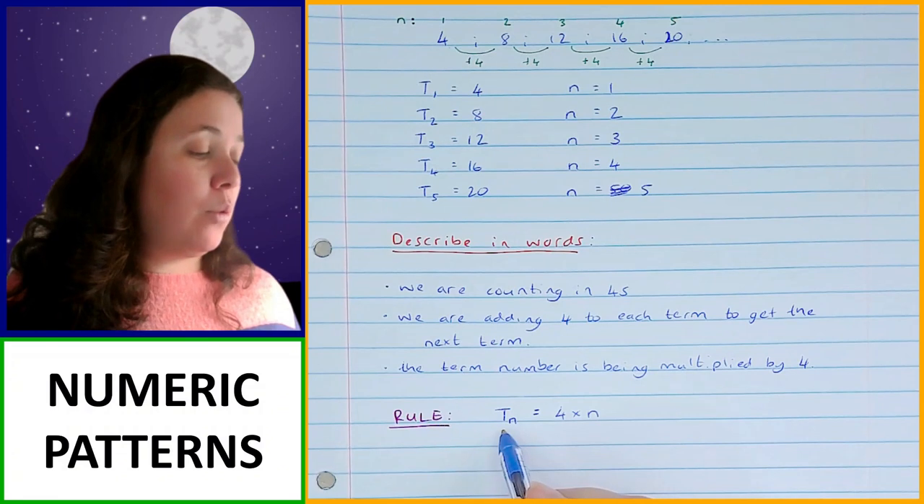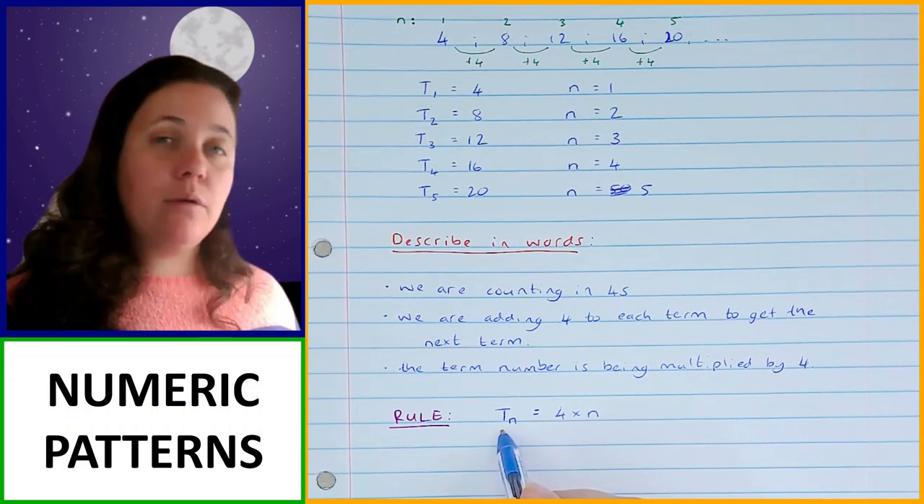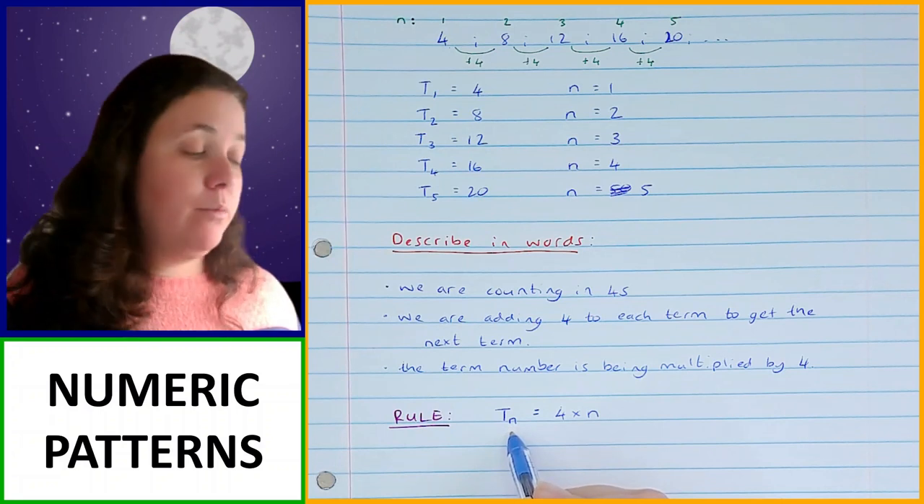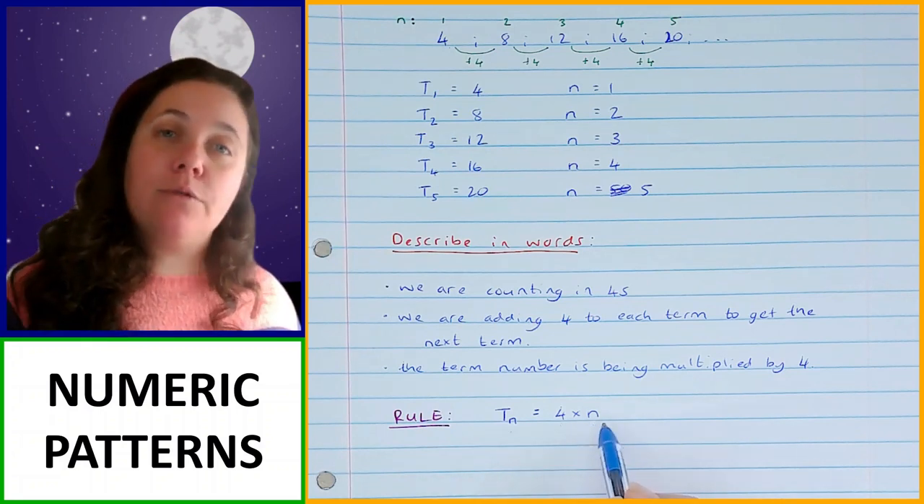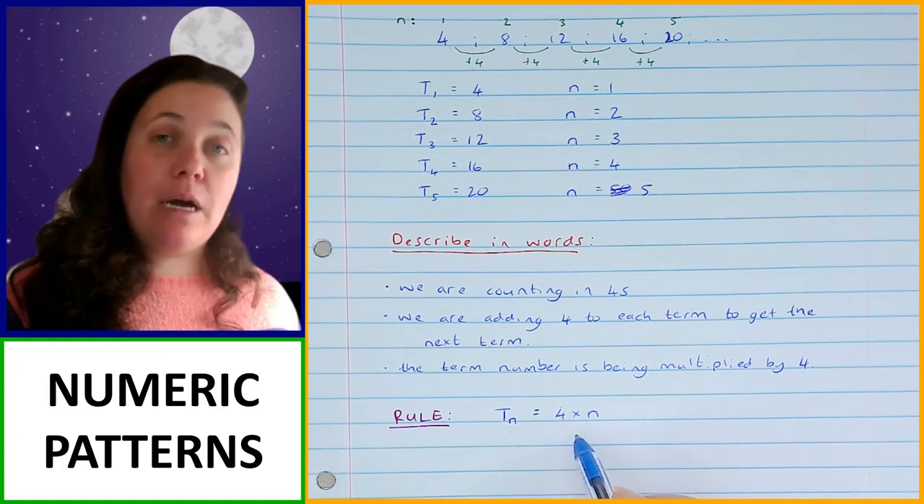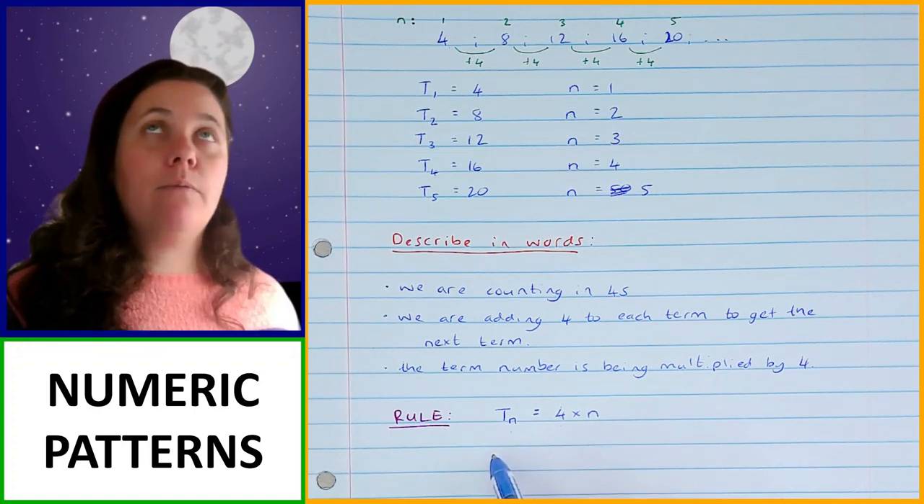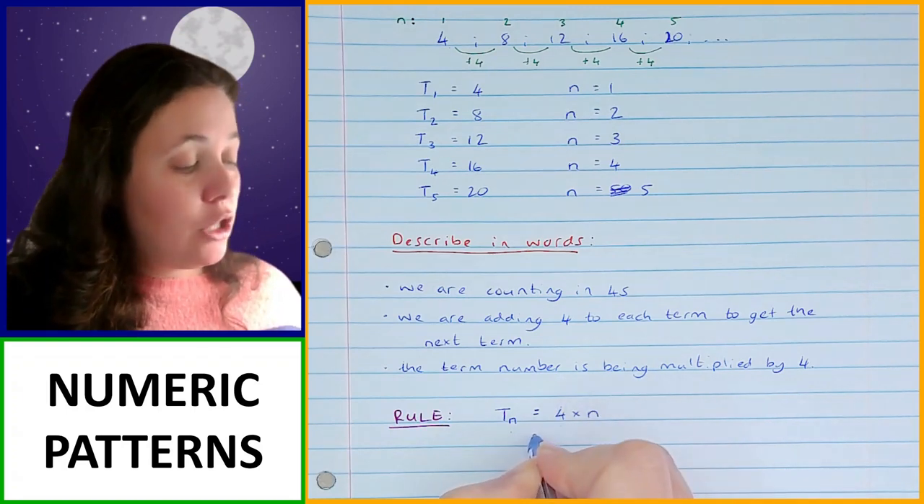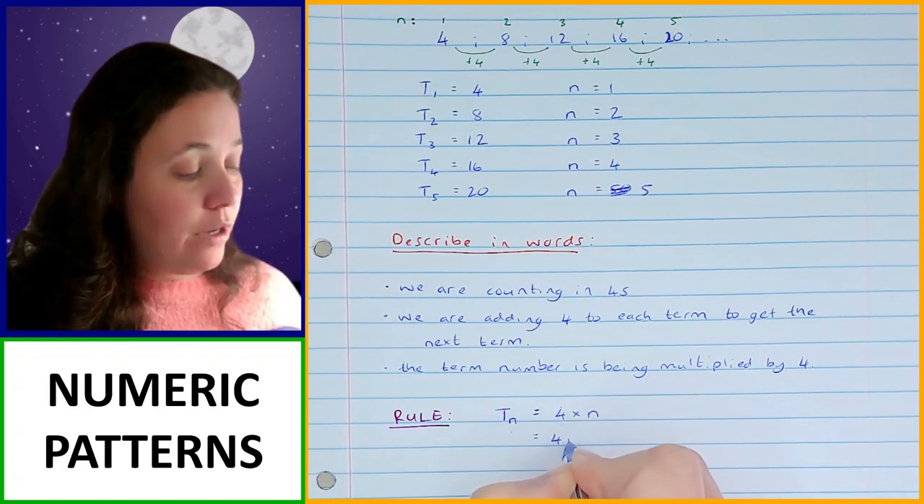Okay, so whatever my term number is, if I want the third term, I'm going to say 4 times 3. If I want the fifth term, I'm going to say 4 times 5. If I want the 10th term, I'm going to say 4 times 10. Now this can also be written like this, 4n.